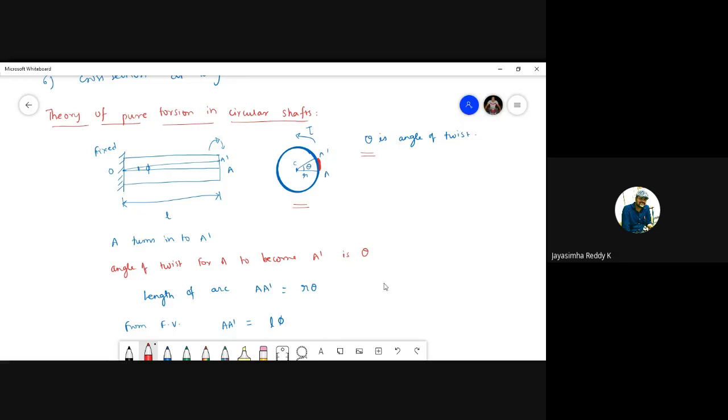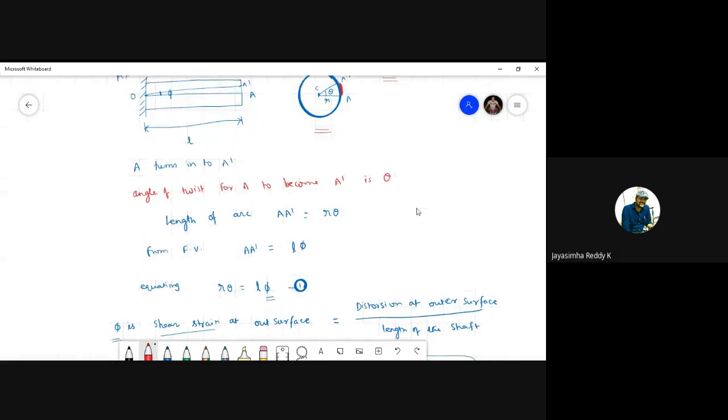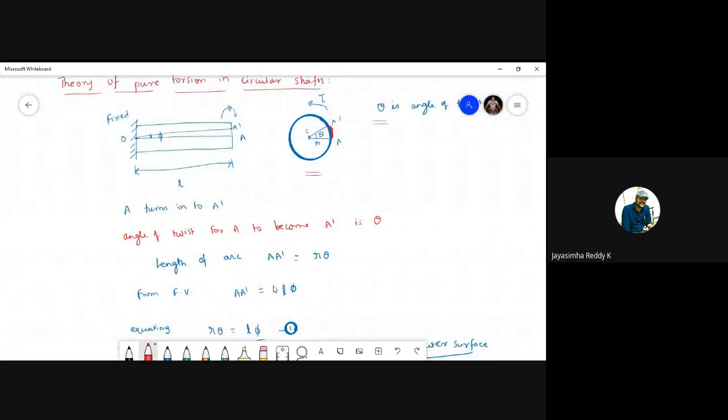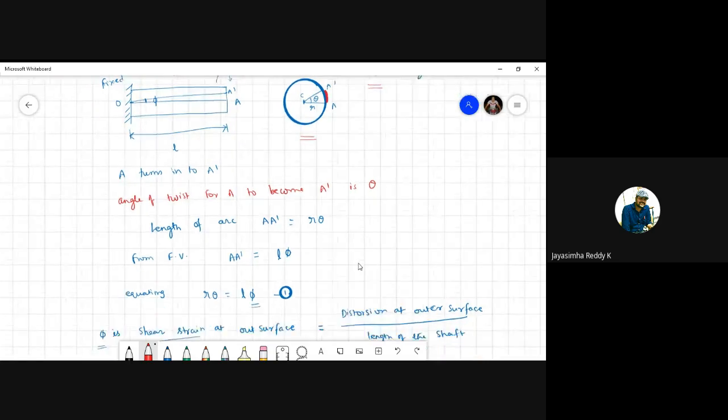So I have just written the length of arc AA dash in both side view and front view. In the side view, we can say the length of arc is r theta, and from the front view, we can say AA dash is L phi.